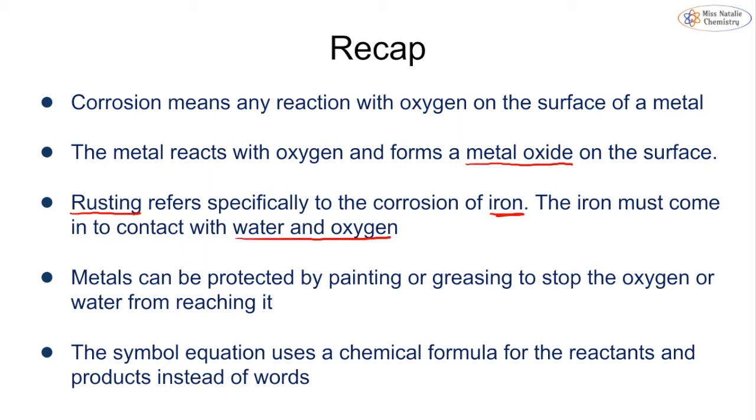We can protect our metals by painting them or greasing them in order to stop any oxygen or water from reaching it, and we can use symbol equations, which use a chemical formula instead of the word equations that we've been using. And remember, you will use these again when you get through to GCSE, and the more you practice them, the better you will get. But don't worry if you're not too good at them just now, because you are still just learning.